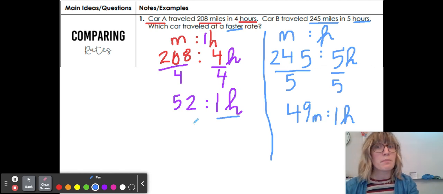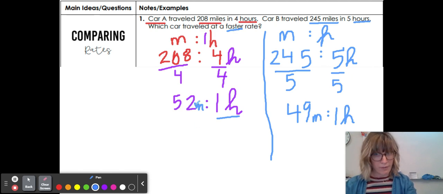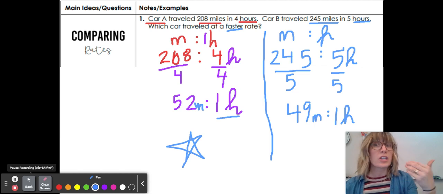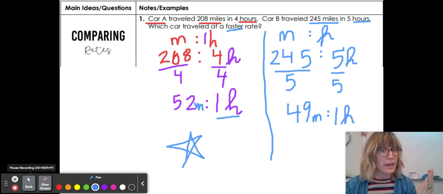Okay, so as we compare them, we can see that in 1 hour, car A traveled 52 miles, and car B traveled 49 miles. So the person who's going faster would be the person who went further in that same length of time. So in this case, car A is going at a faster rate, using unit rates to help us compare.